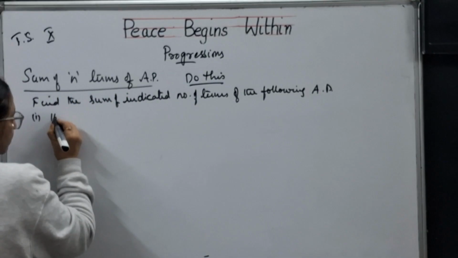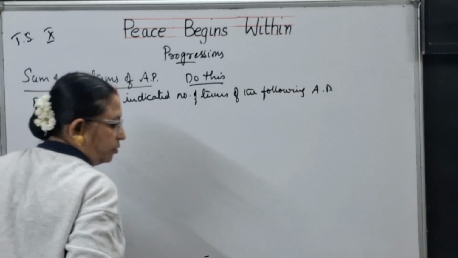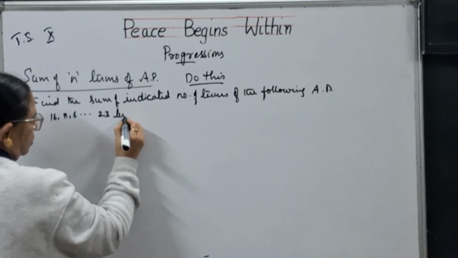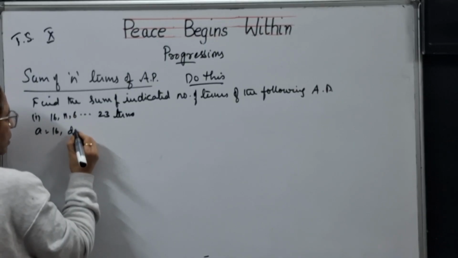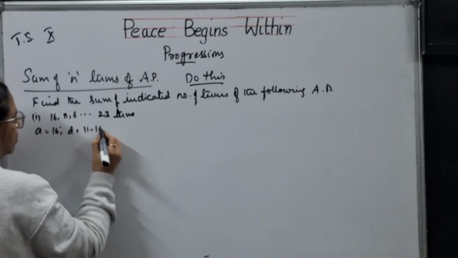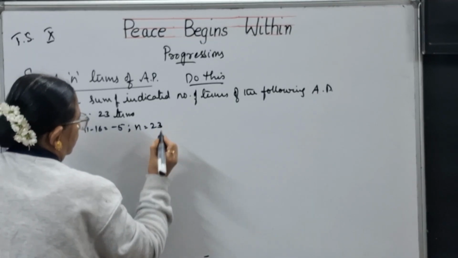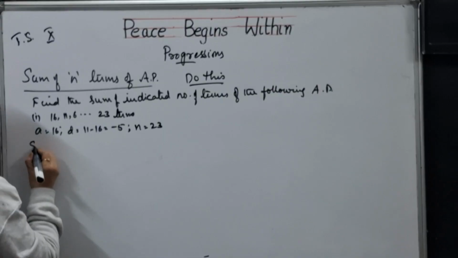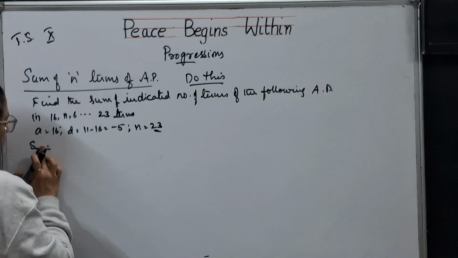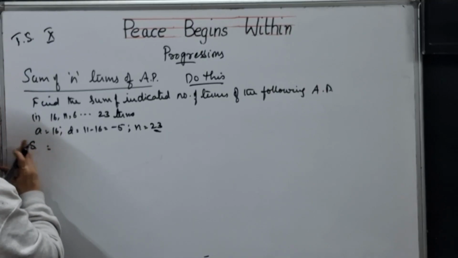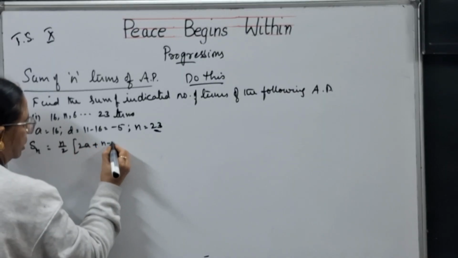First bit is 16, 11, 6, and so on up to 23 terms. So here a is 16, d is 11 minus 16, that is minus 5, and n is 23. Write this. So we want the sum to 23 terms, equal to how much? So first let us write the formula. Sum of n terms is equal to n by 2 into 2a plus n minus 1 into d.